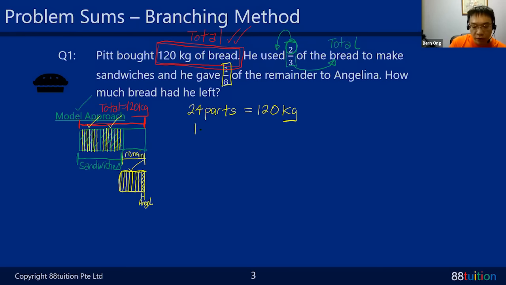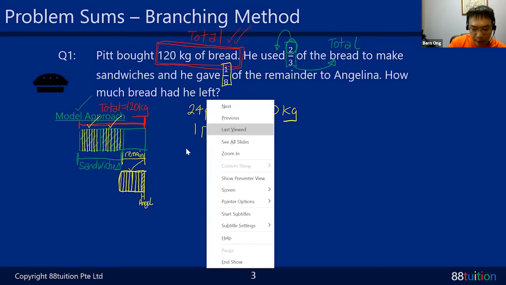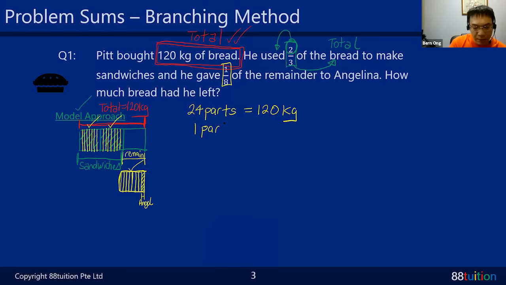Okay? So go and find what is one part first. I know that some of you are fast. You already give me the answer as 35 kg already. Good job, man. You are very, very fast. But let me just go through the steps because there are students who are also learning. So once we have 24 parts, it's 120 kg. I always look for the one. Look for one part first. So one part, please show the working.